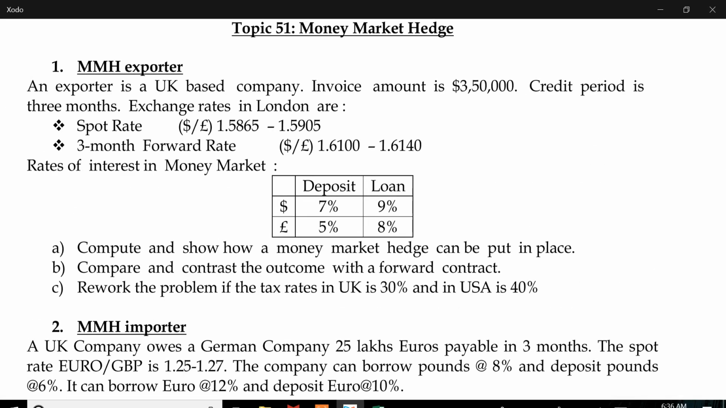Let's do question number 1. An exporter is a UK based company. Invoice amount is $350,000. Credit period is 3 months. Exchange rates in London and rates of interest in the money market are given. Compute and show how a money market hedge can be put in place. Compare and contrast the outcome with a forward contract. Rework the problem if the tax rates are given. Please go through the question.